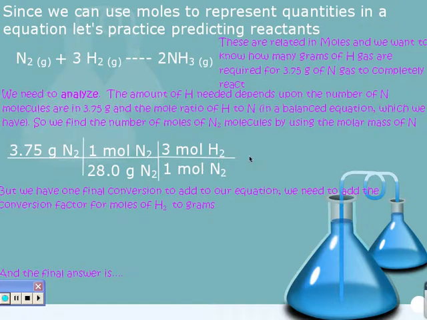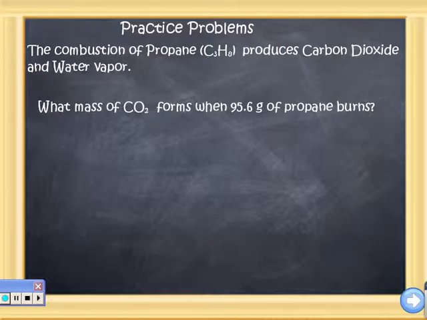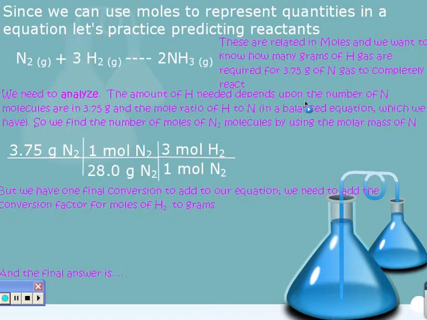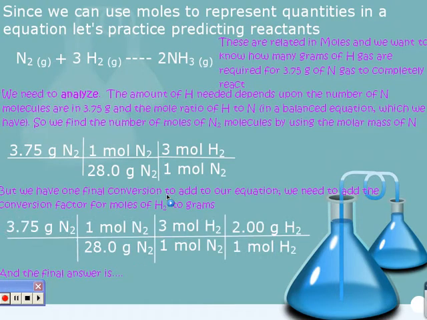So, apologize. We have that final conversion that we need to do because we started out in grams of nitrogen, but we want to know grams of hydrogen. So we need to go and do that. We have that 3.75 grams. We have that conversion factor from grams to moles. Now we have that ratio, mole to mole. And now we need to add that conversion factor for the hydrogen. So we know that 1 mole of hydrogen is 2 grams. Now we just have to work out the math.